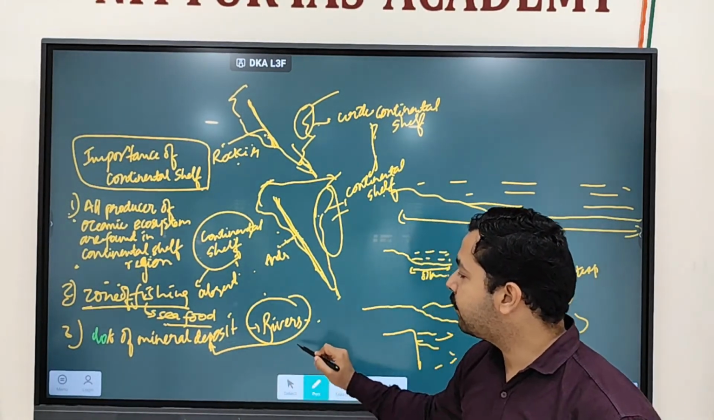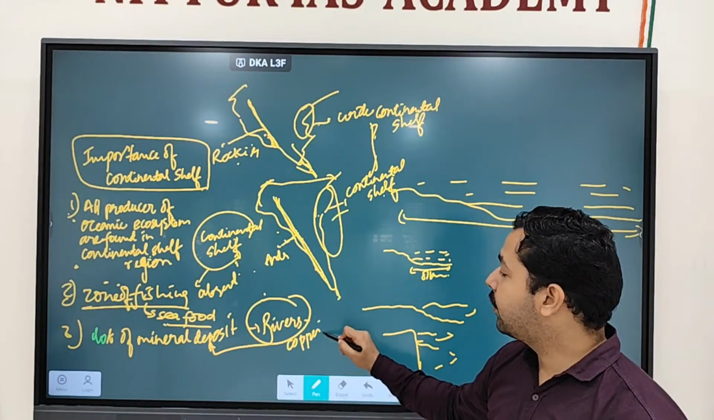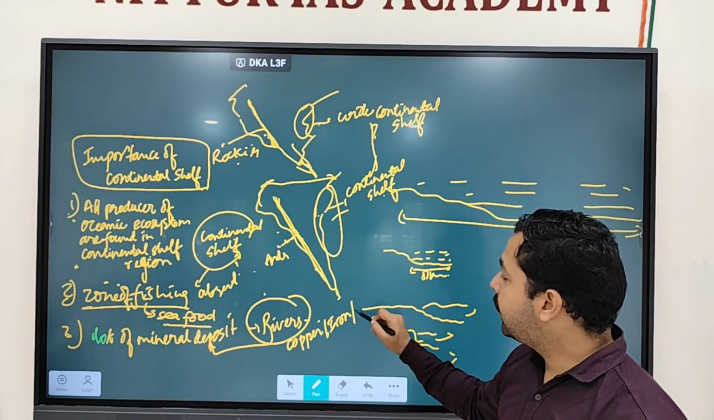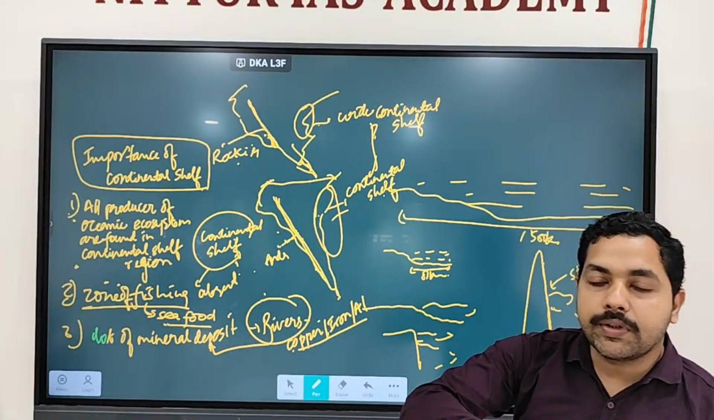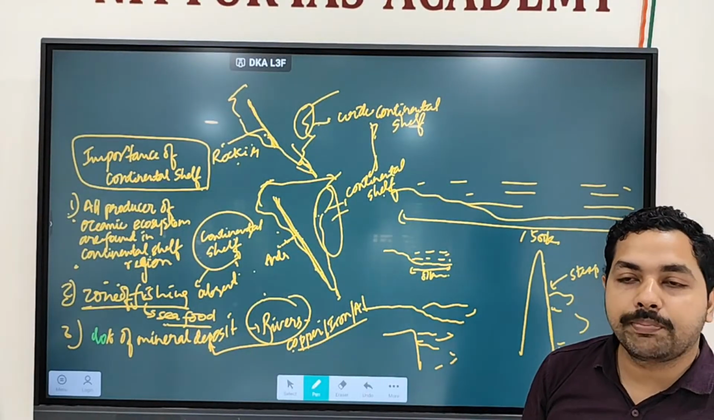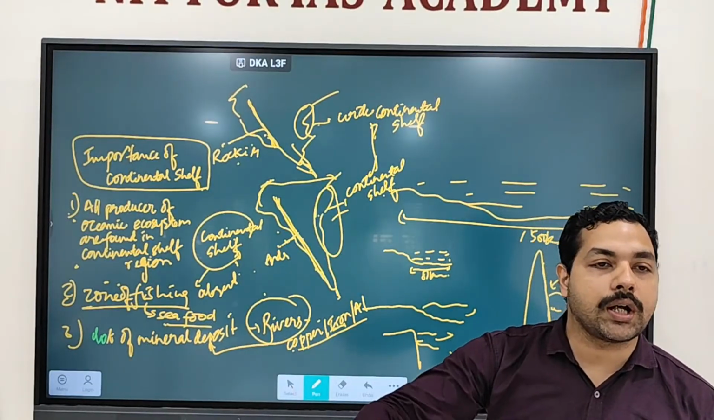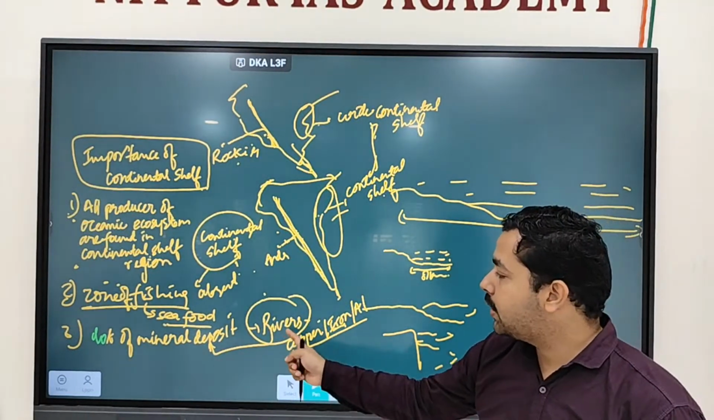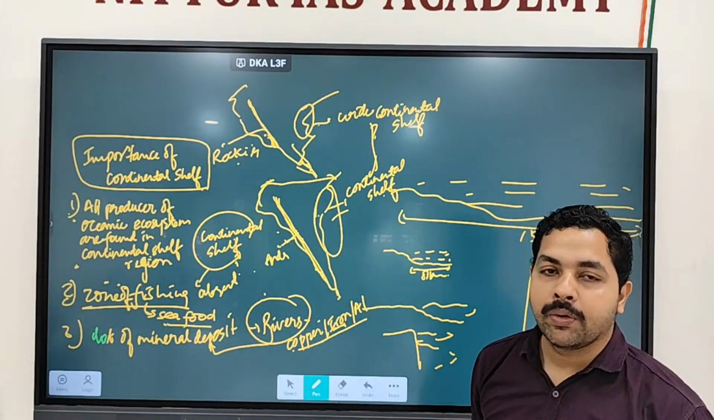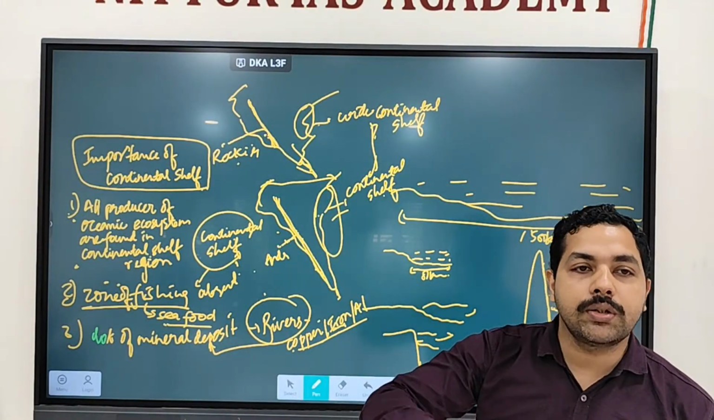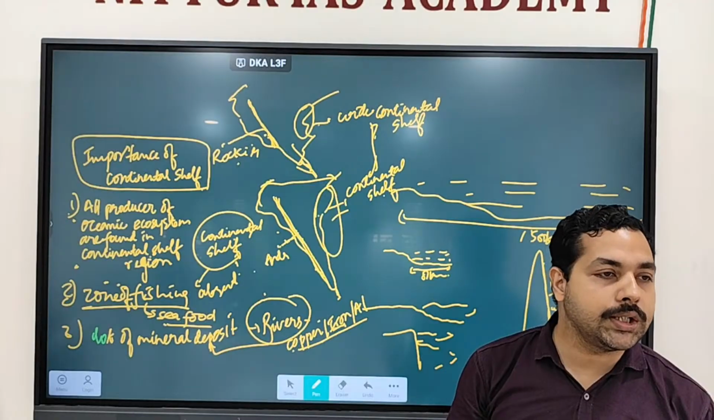Which type of minerals can you find? You can find copper, iron, even aluminum. When rivers are flowing over rocks rich in copper, they will erode the copper. When rivers move over rocks rich in iron, they will erode such rocks. So all these minerals are going to be deposited in the continental shelf region.